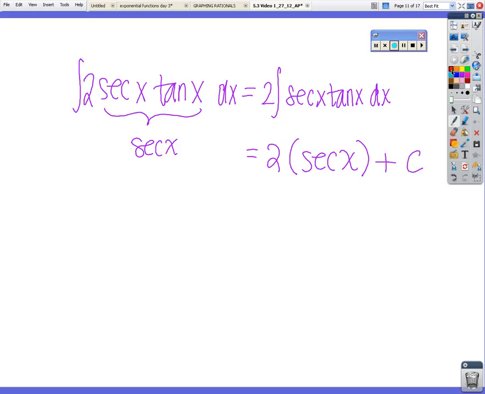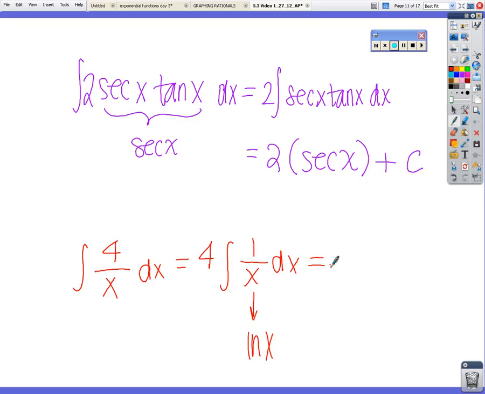And then we'll do one last one. The integral of, let's say, 4 over x dx. So same thing. Bring the 4 out front. Then I'm left with this guy, whose derivative gives us 1 over x. That would be ln of x. Therefore, 4 ln of x plus c. So that is how you are evaluating the antiderivatives of integrals, because we're just looking at basic rules.